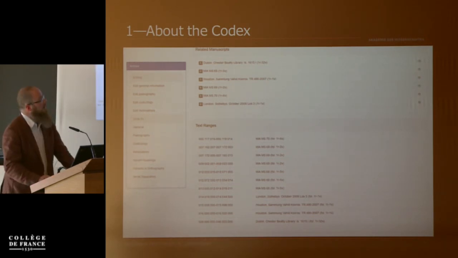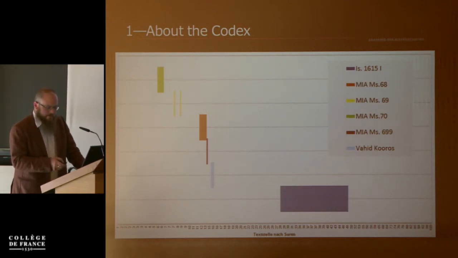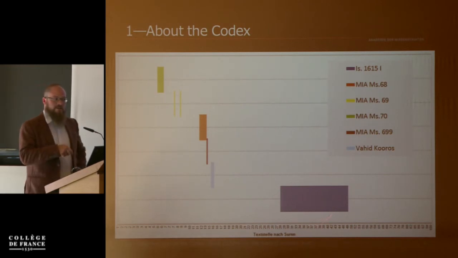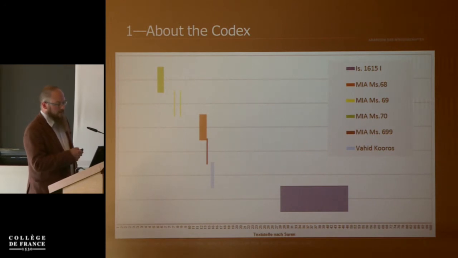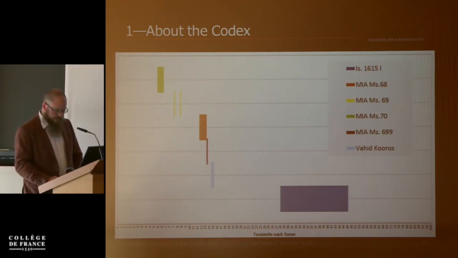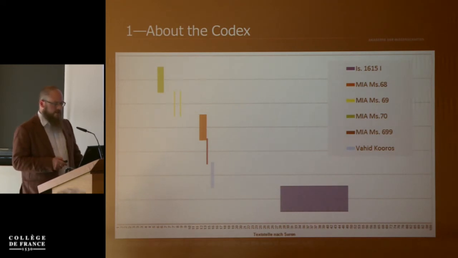And this is another depiction of the identified text span, where you have the huge, big block, which is just the BT library, 32 folia. Then we have the MIA 70 and the Wahid Kurosh part is just one block.